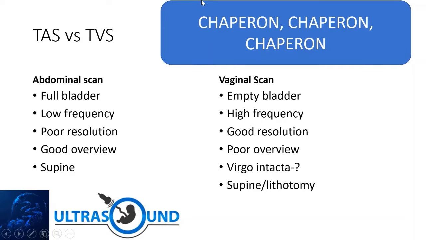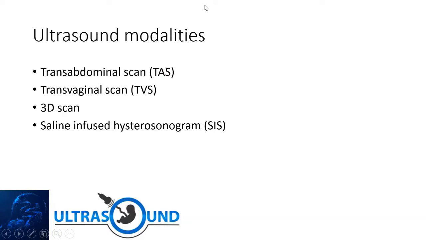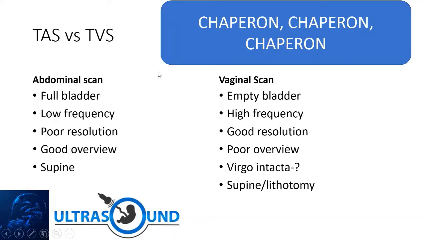Whatever scan you do, please remember to always have a chaperone. So what's the difference between an abdominal scan and a vaginal scan? When do we need to do an abdominal scan? When you need a good overview. I would always advise to start with the abdominal examination and then a transabdominal scan before you proceed to a vaginal scan. In an abdominal scan, you will need a full bladder.